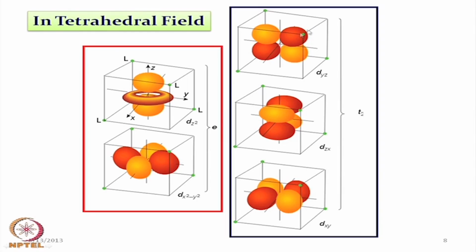So, this is the half edge distance. They are facing the dyz, dxz and dxy. Half of this edge is nearer compared to the half diagonal distance. So, half edge distance is shorter compared to half diagonal distance. That is why all three, that means dyz, dxz and dxy orbitals, will face these ligands strongly, and that is why we have the higher energy T2 set, not T2g. This will be labeled as T2 for their interactions.